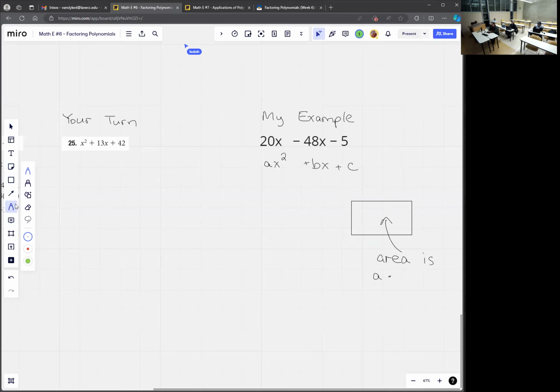So in this case, A is 20. And C is negative 5. So 20 times negative 5 is negative 100. So I need two numbers that multiply together to get negative 100 as the area. What are these edges? They are probably not 20 and negative 5. Whatever they are, if I add them up, then I need to get to the middle number of our trinomial. So we need B is the length plus the width.